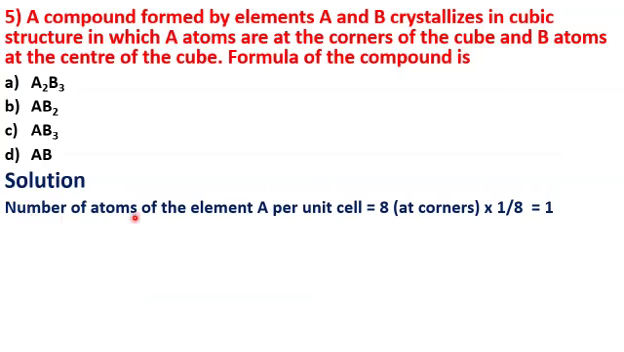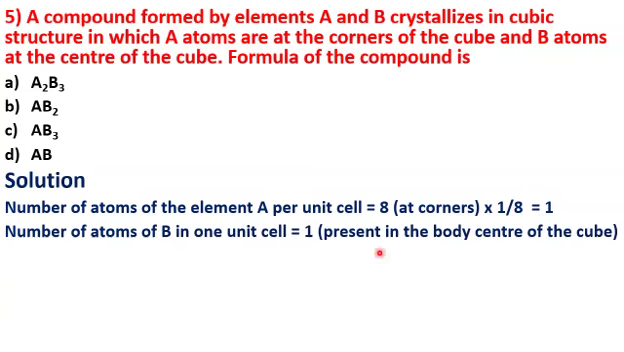So here the number of atoms of the element A per unit cell can be calculated. So, 8 into 1 by 8. 8 means 8 corners will be there for the cube. So 8 into contribution of each atom to the total number will be 1 by 8. So 8 into 1 by 8 gives rise to 1.